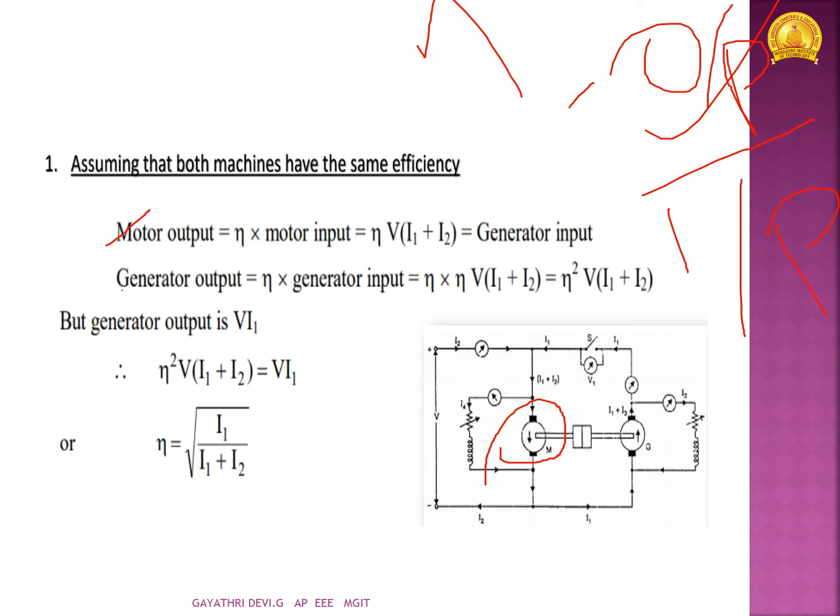Then we can go to the generator output equation. Here also we can rewrite in the same manner: eta into generator input. Here we found the generator input as eta into V into (I1 plus I2). Applying that, we get eta square into V into (I1 plus I2). But looking into the generator portion, we can directly write that the output of the generator is the supply voltage V into the generator current I1. So equating both equations, we find the efficiency eta is equal to the root of I1 divided by (I1 plus I2).